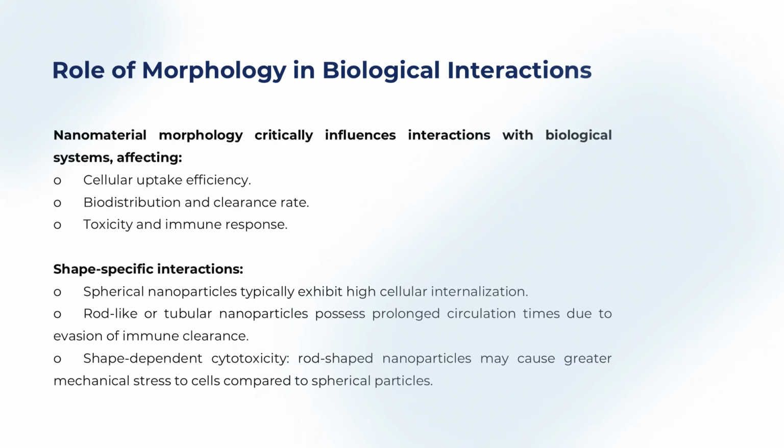For example, spherical nanoparticles typically exhibit high cellular internalization. Rod-like or tubular nanoparticles possess prolonged circulation time due to the evasion of immune clearance. Rod-shaped nanoparticles may also cause greater mechanical stress to cells compared to the spherical particles.